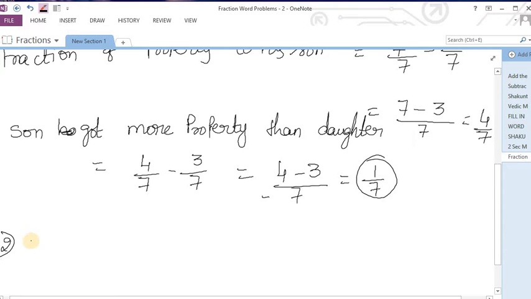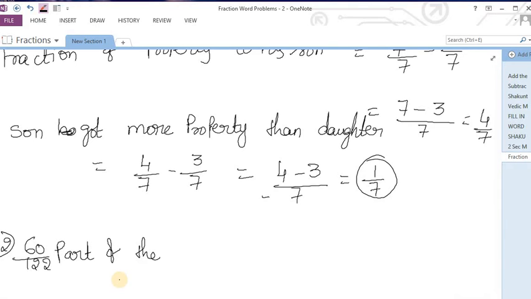60 by 122 part of the population of a city are men and 35 by 122 part are women. The remaining are children. Find the population of children and who is more in number. So here he gave the number of men and the number of women also, and he is asking how many children are there. After finding out how many children there are, you should find out who is more when compared to all.